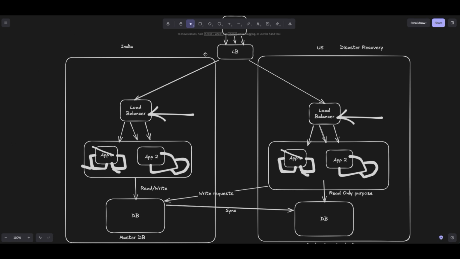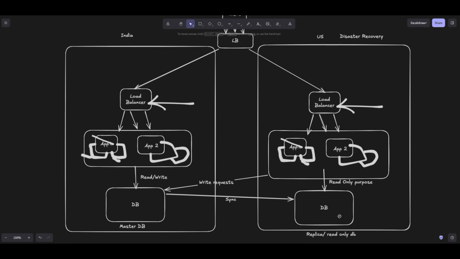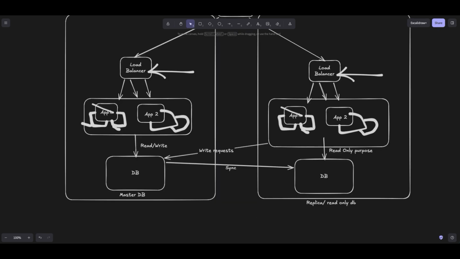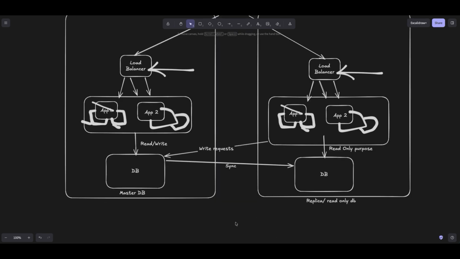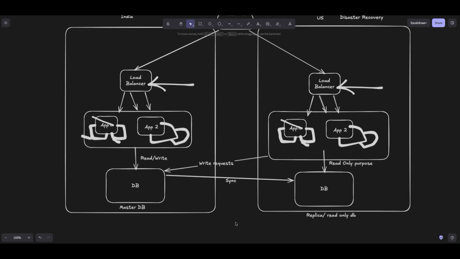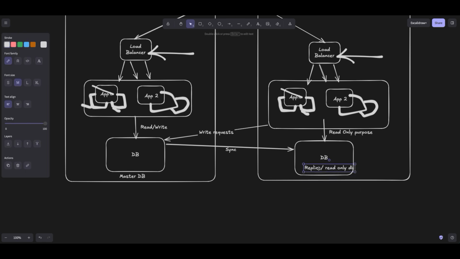It means if this goes down in any scenario, then this replica database will become the master database, and requests will be served as usual until our main primary data center comes back up. Now, in general, the active-passive architecture is not highly encouraged, but it is still used majorly. But the problem here is that we are not utilizing our resources to the fullest.